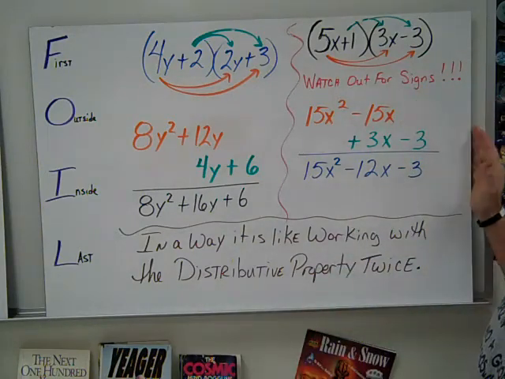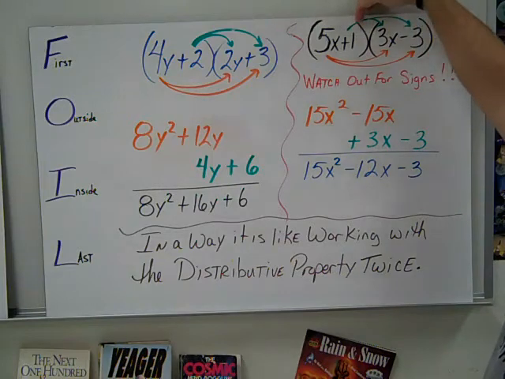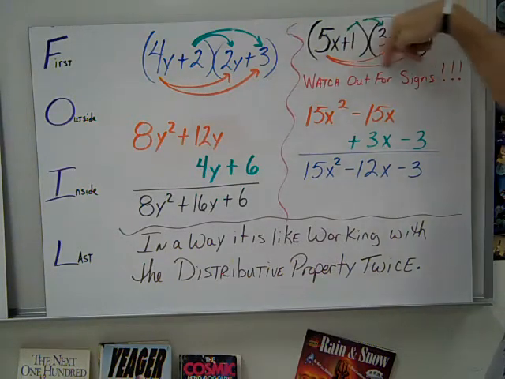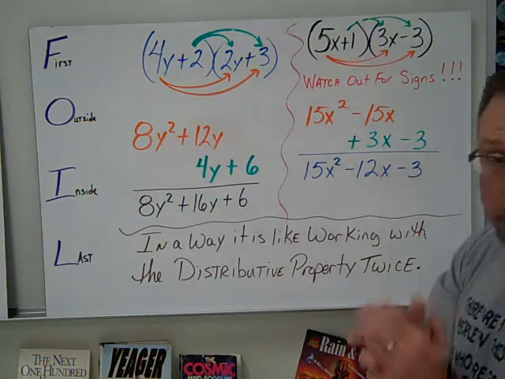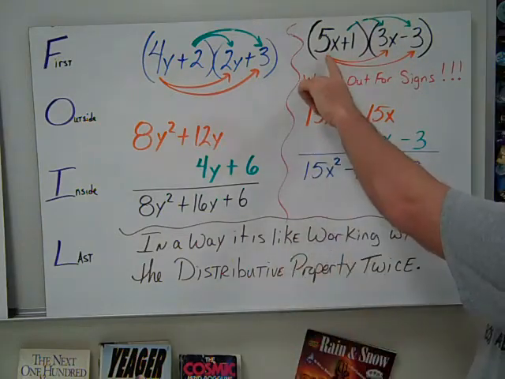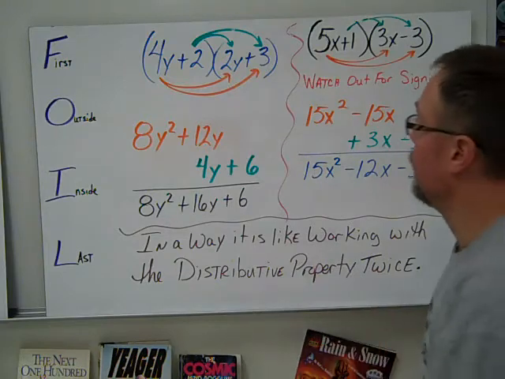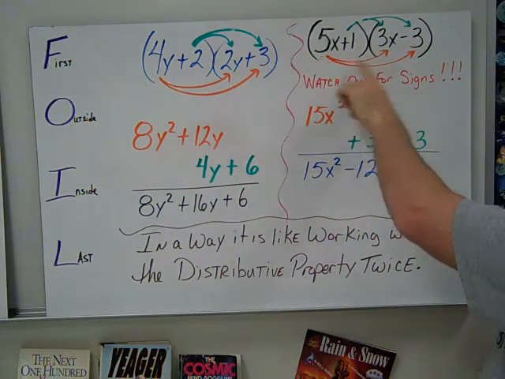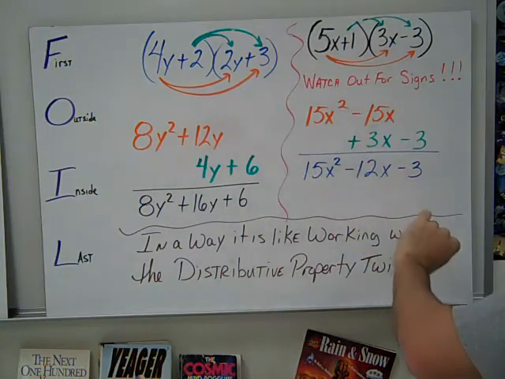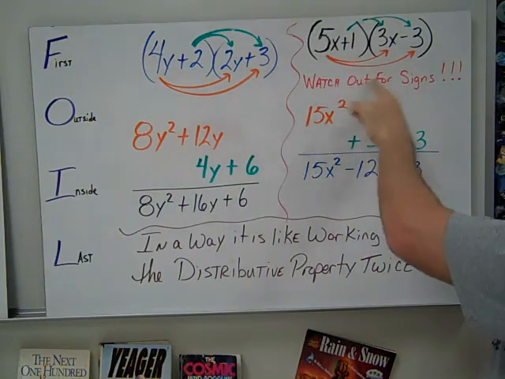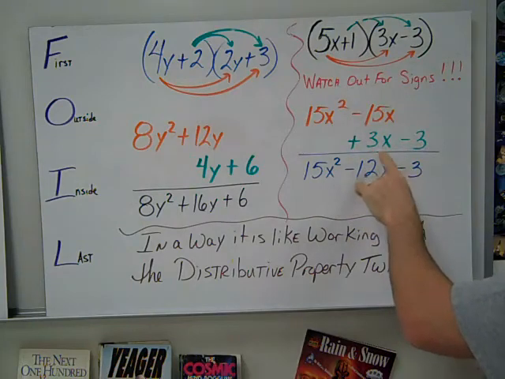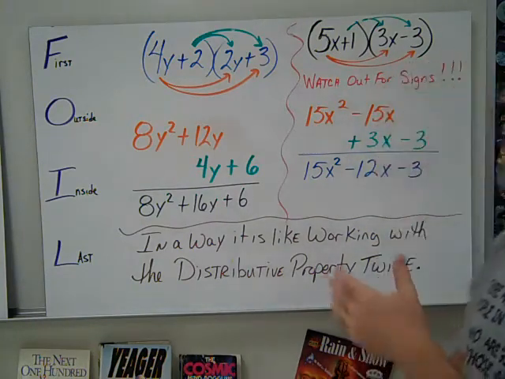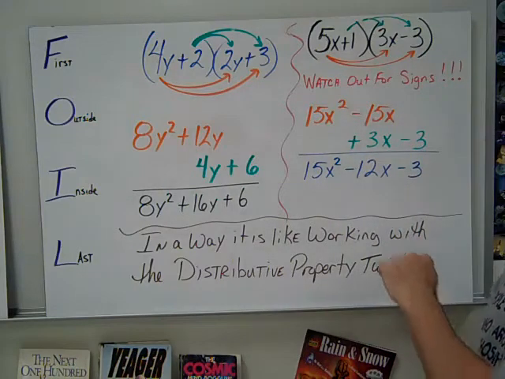In our second example, we have 5x plus 1 times 3x minus 3. So now be careful of your signs here because we've changed our signs. As you go deeper in algebra, you'll learn more about working with signs. So again, our first: 5x times 3x gives us 15x squared. Our outside, 5x times negative 3, gives us a negative 15x. Again, the x just comes with because there's no x on the 3.